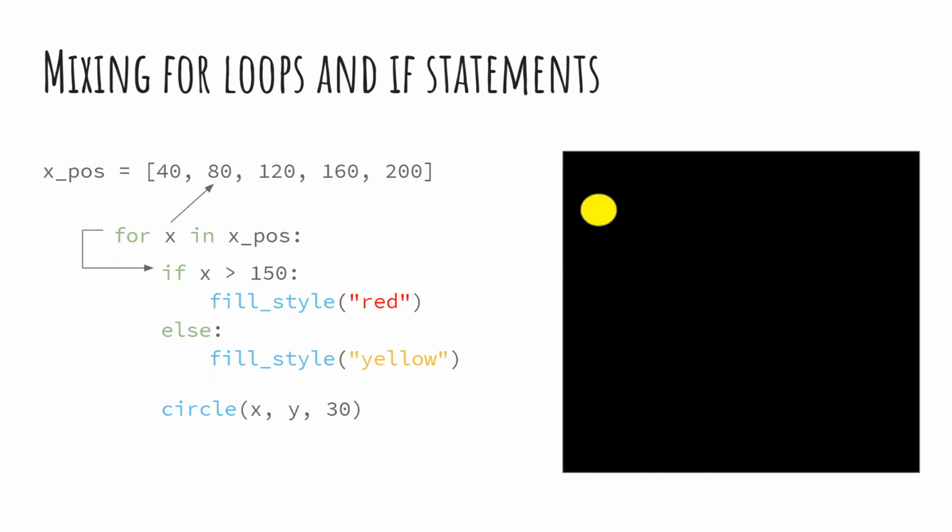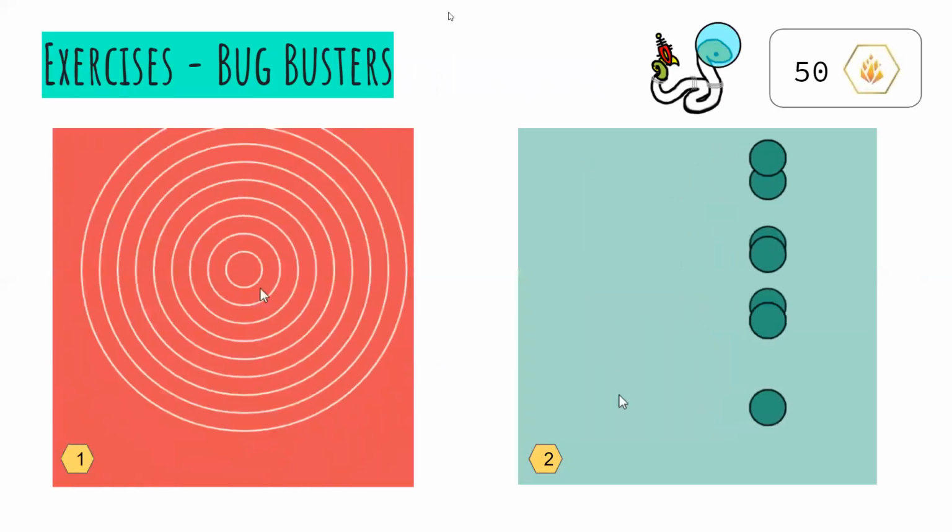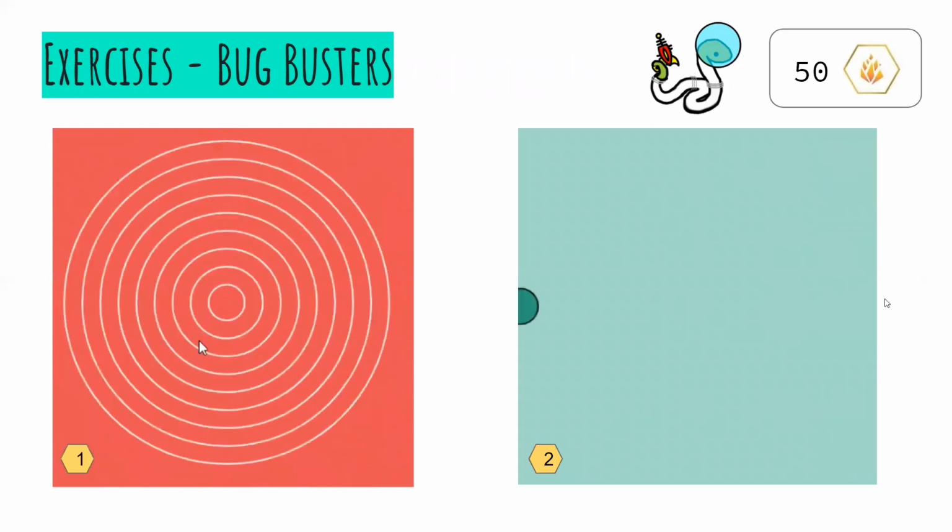Then 80, and it checks again with 150. It's false, it jumps to yellow, and we see that it's yellow. Now we point to 120. It's also less than 150, so we go directly to the else statement, and it says yellow again. Now we have 160, which is larger than 150, so we dive into the first condition, and since it's greater than 150, the fill style turns out to be red. The same thing goes on for 200 as well. So that's pretty much it.